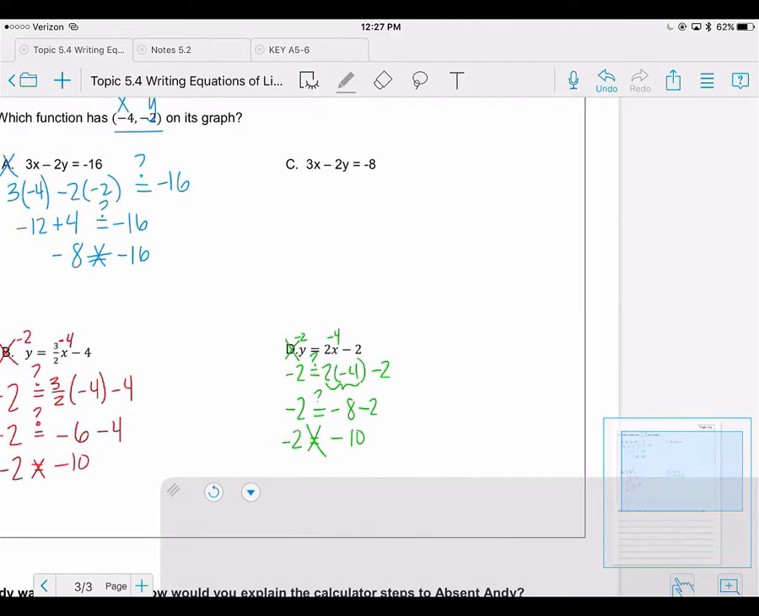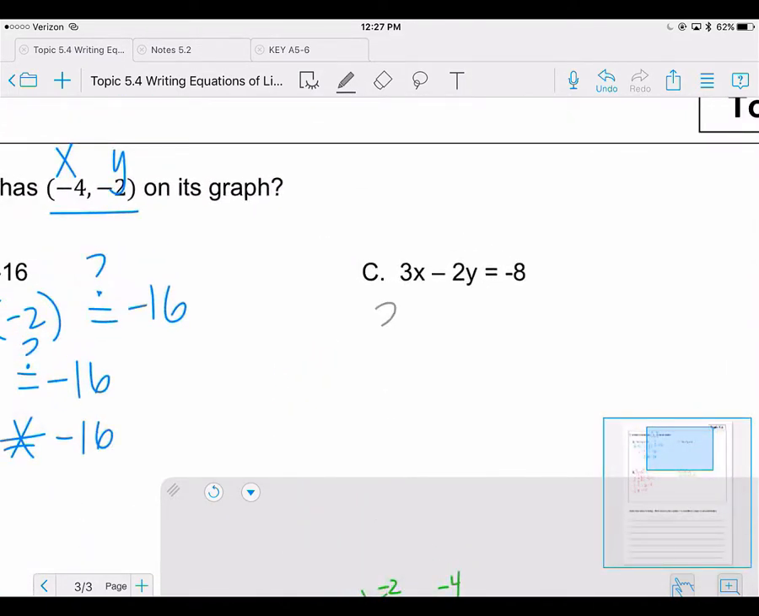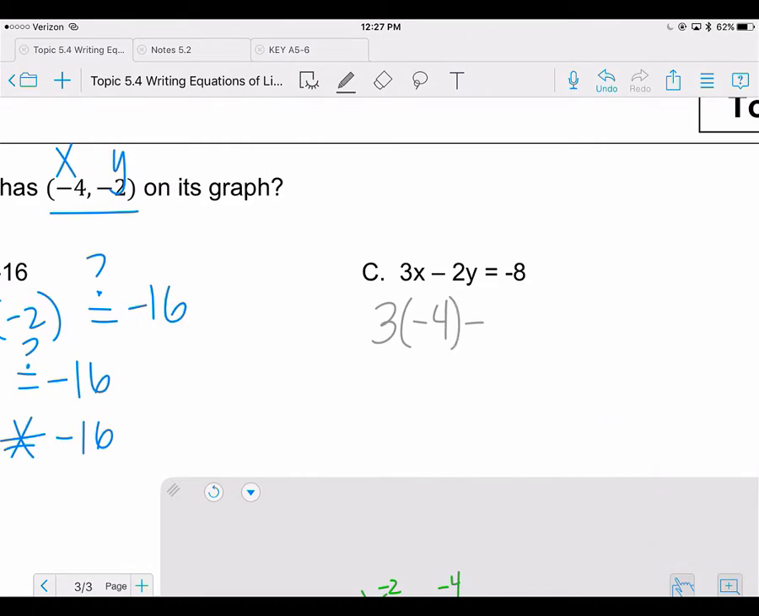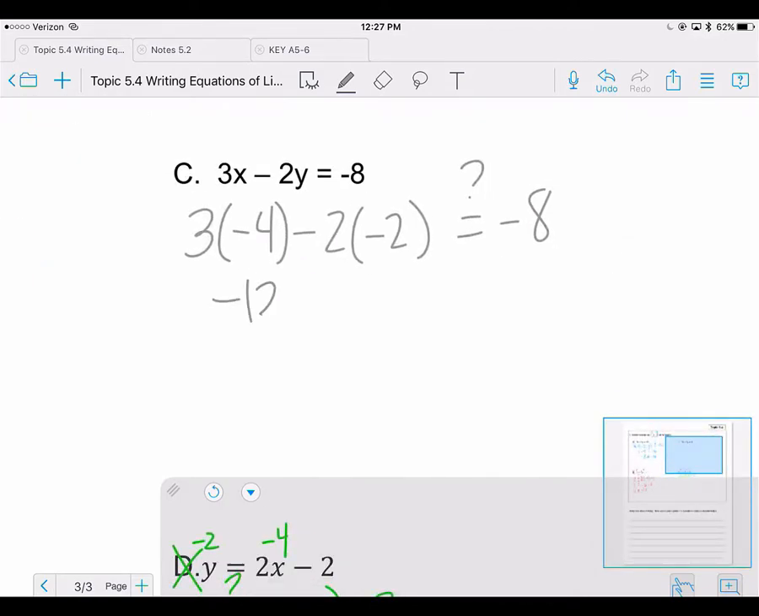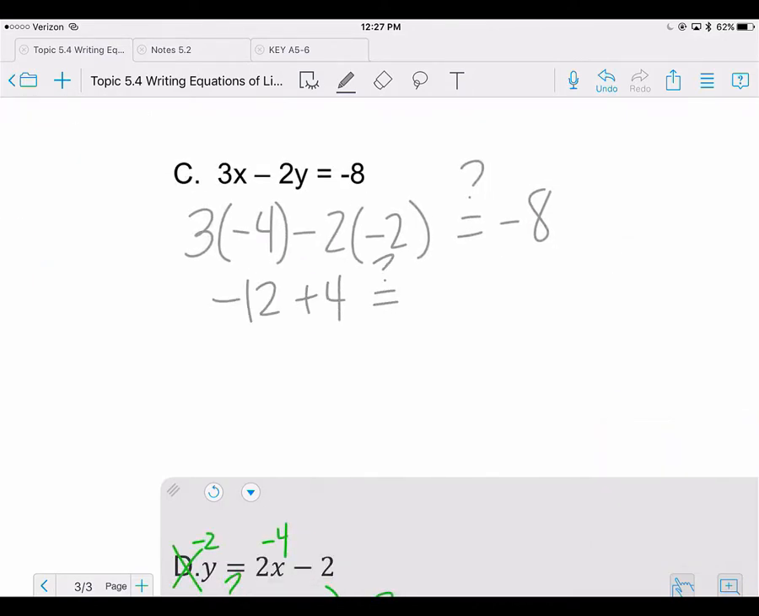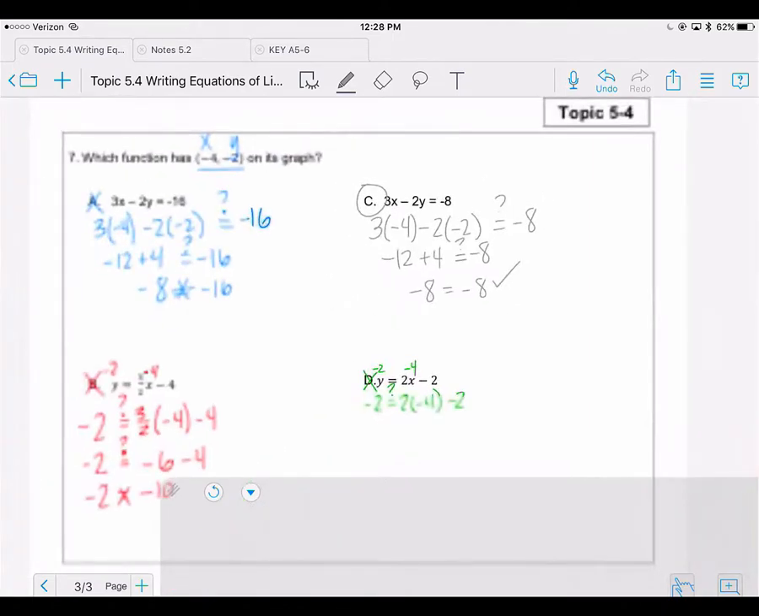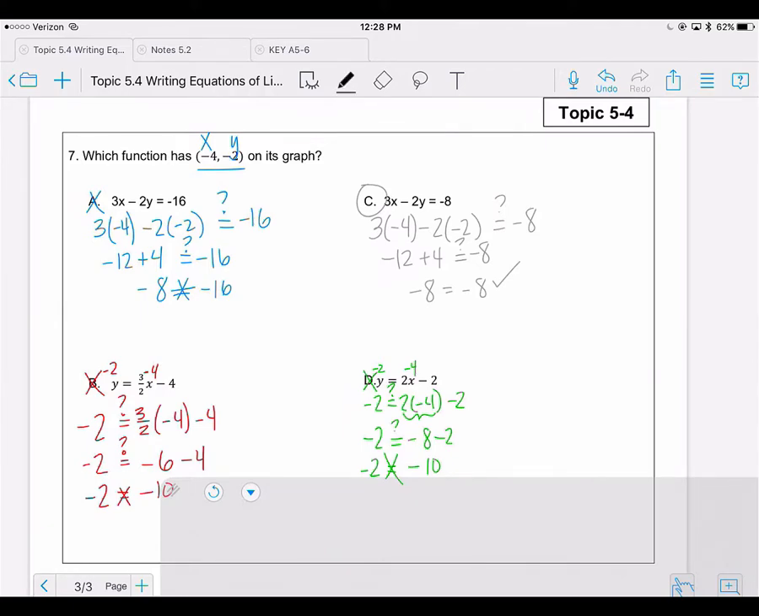So hopefully C is going to work out for us. So negative 4, negative 2, does this equal negative 8? So negative 12 plus 4 is negative 8, which does equal negative 8, so C is my correct answer. Now, another thing you could do is solve all of them for y and put them on a graph, but this is an easier way to talk about the graph without actually graphing if we don't have a graph.